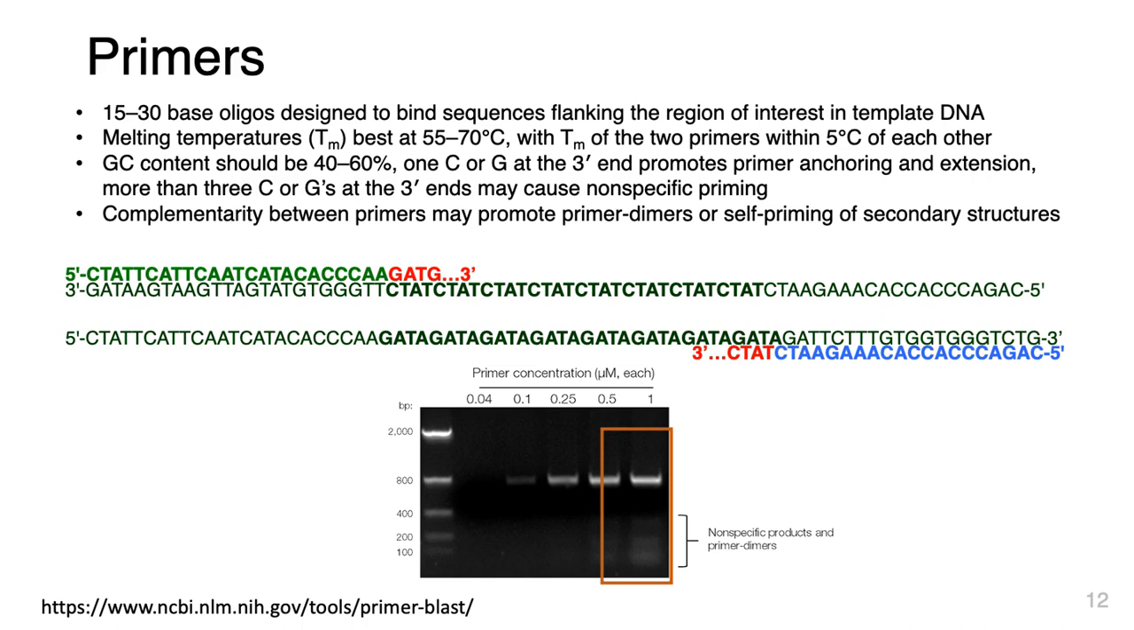The GC content of the primers should be 40 to 60%. It's helpful to have one C or G at the 3' end, and this promotes primer anchoring and enables extension. But if you have more than three Gs or Cs at the end, it may cause nonspecific priming. You can also have complementarity between primers that could promote primer dimers or self-priming of the secondary structures. Evidence of that is seen in the DNA blot at the bottom of the slide, where we see as higher primer concentrations are incorporated, you start to see nonspecific product and/or primer dimers. There are a number of sites that can help you find your best primer for your PCR reaction.